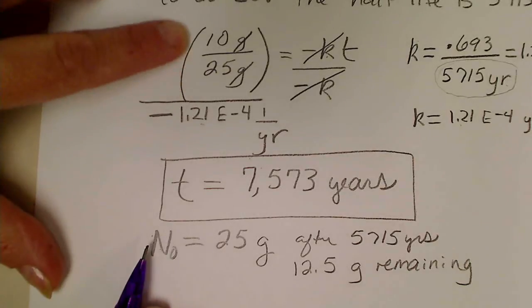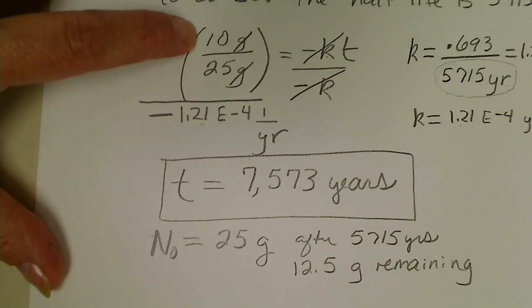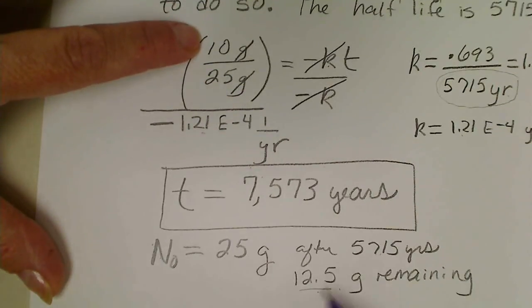And we have less. The problem said that there were 10 grams remaining, and since its half-life is 5,715 years, that means 12.5 grams would still be remaining. So 10 grams is less than that, meaning that carbon would still continue to decay for a number of years before we got down to 10 grams.